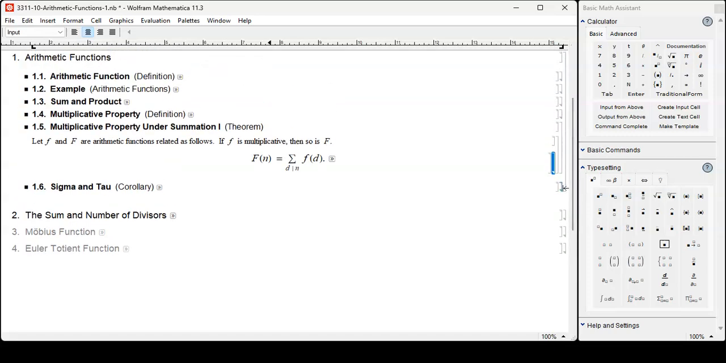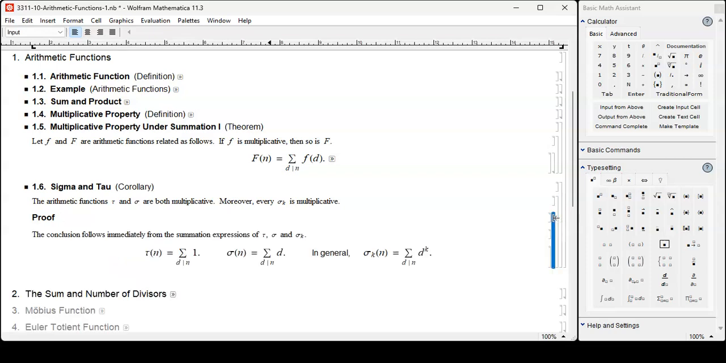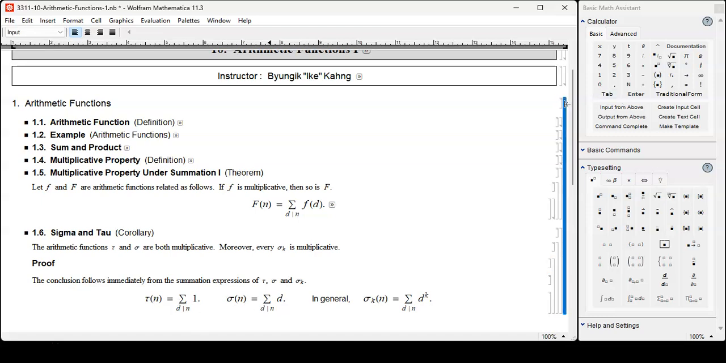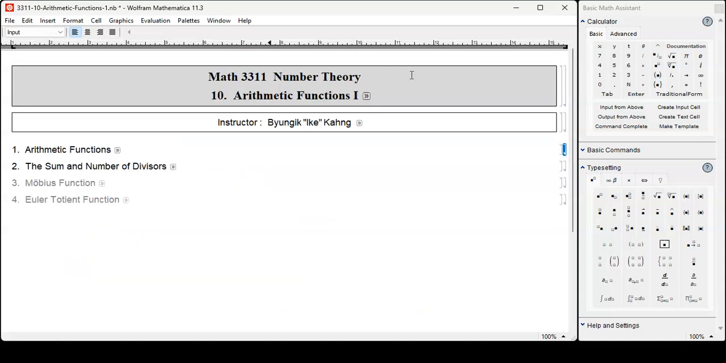And then from here, you can immediately prove that tau and sigma are multiplicative, and so is sigma k of n, and that detail is left to the students. You see, you have all those summation expressions, so you can apply this theorem. All right, that completes section 1.